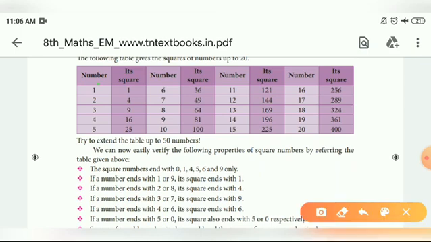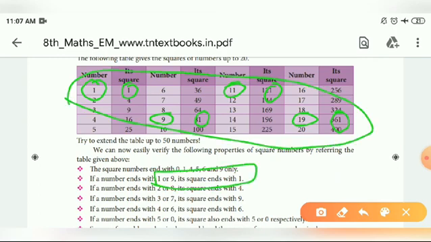If a number ends with 1 or 9, its square ends with 1. Let's take 4 examples: 1, 9, 11, 19. If a number ends with 1 or 9, the square ends with 1. 1 square is 1. 9 9s are 81, unit place is 1. 11 11s are 121, unit place is 1. 19 square means 19 19s are 361, unit place is 1. So if a number ends with 1 or 9, the square ends with 1. This is the example.